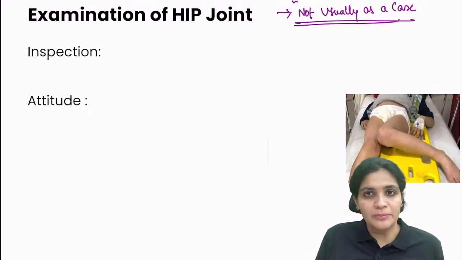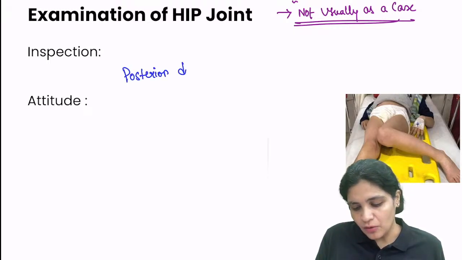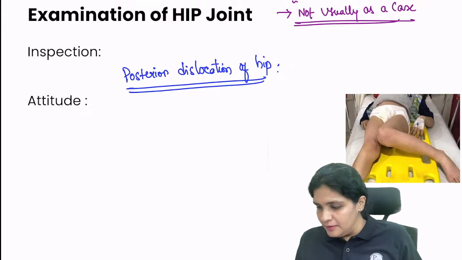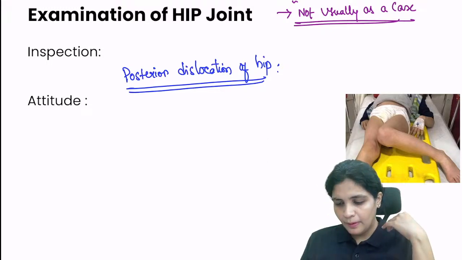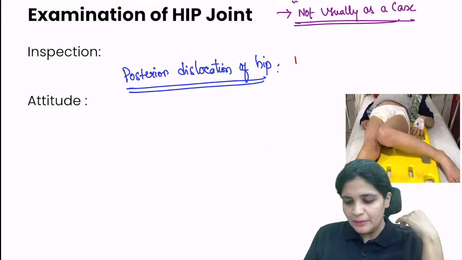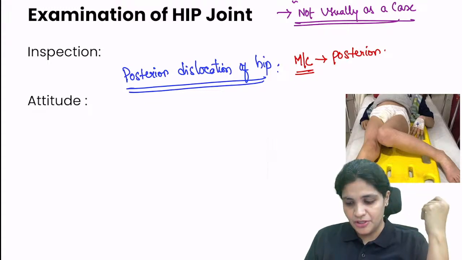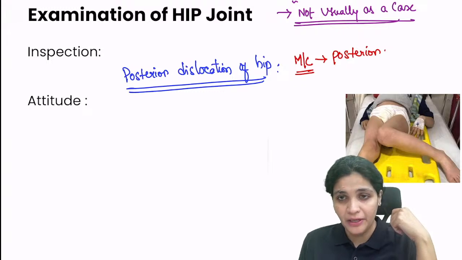Whenever somebody talks about the attitude, they usually want to test your knowledge about the dislocation of the hip. And what is the most common form of dislocation of the hip? Is it anterior or posterior? Which is the most common one? Whenever it comes to hip dislocation, the most common one is posterior, right? And whenever it comes to shoulder dislocation, it is the anterior dislocation which is most common.